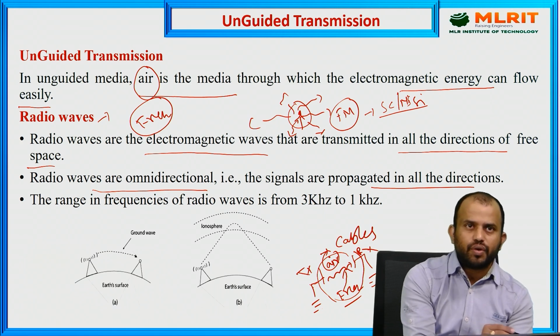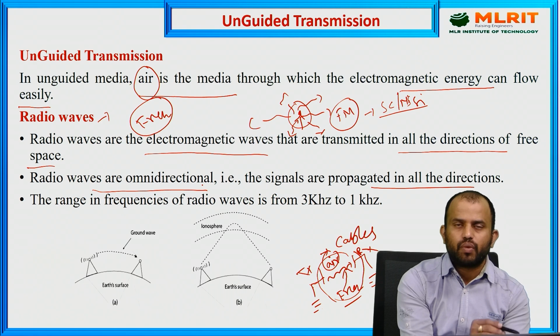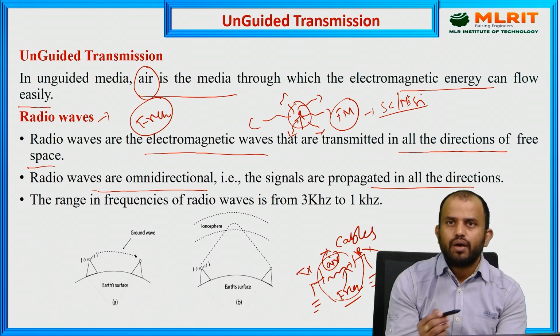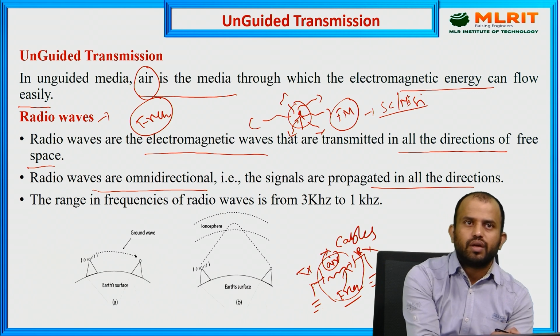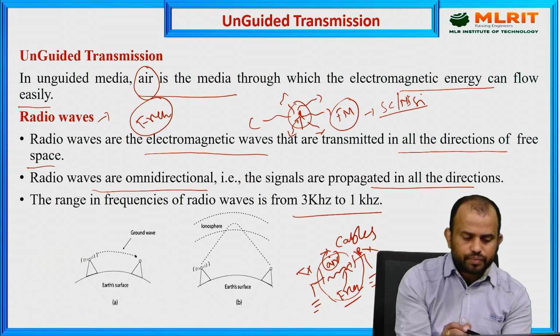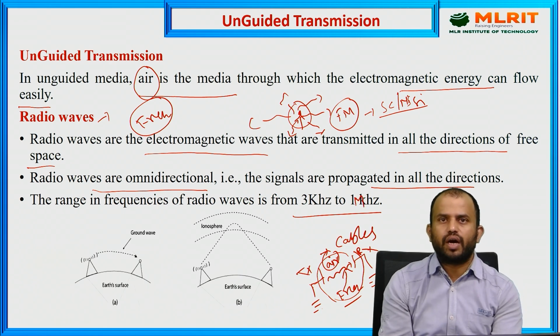Radio waves are specifically used for omnidirectional transmission. What is omnidirection? The signals are transmitted in all directions, and that is what we call radio waves. And what is the range of radio waves? It is from 3 kHz to 1 MHz only.